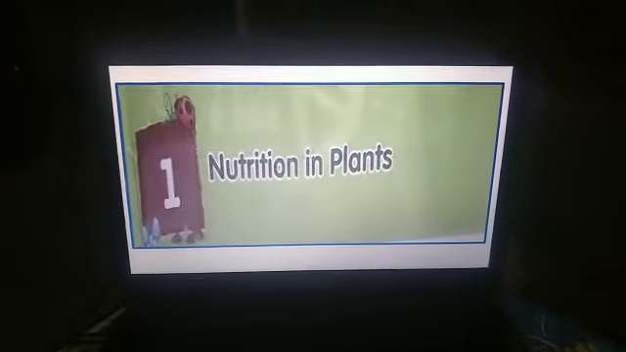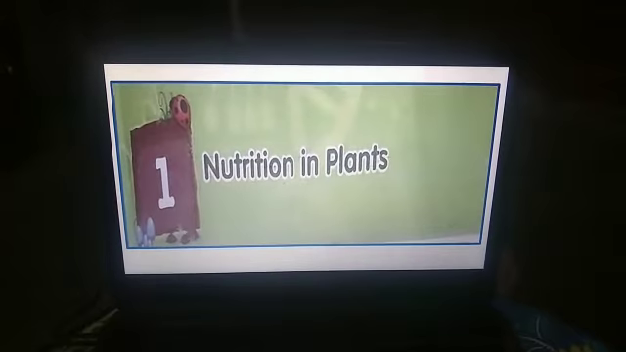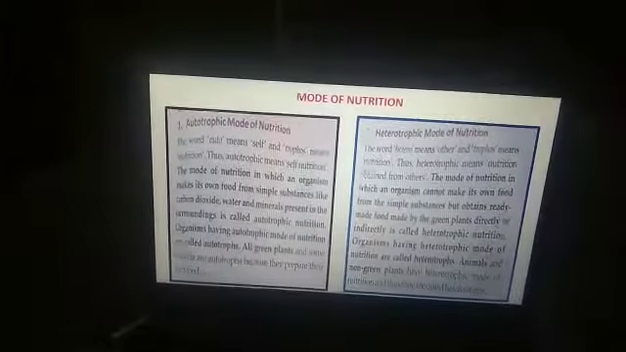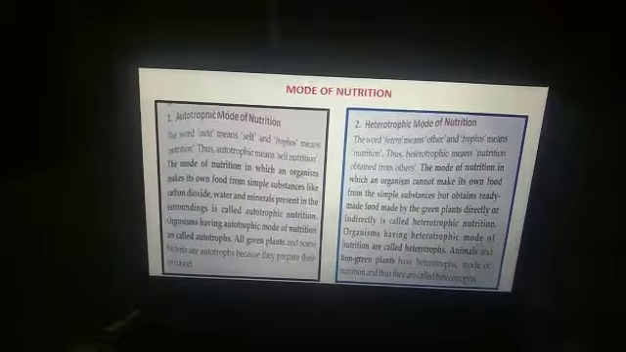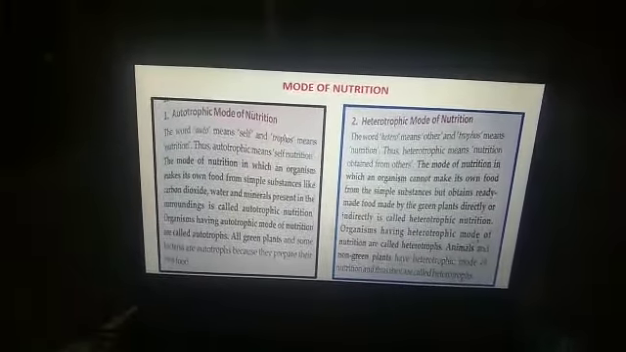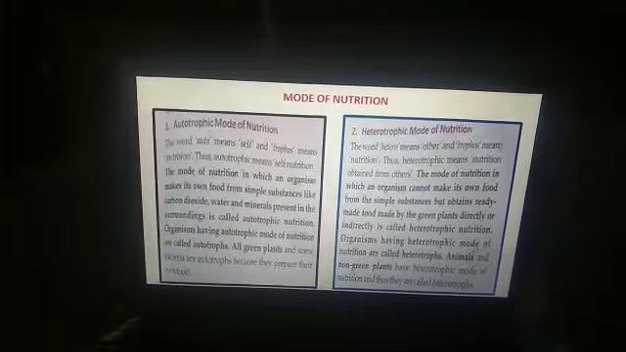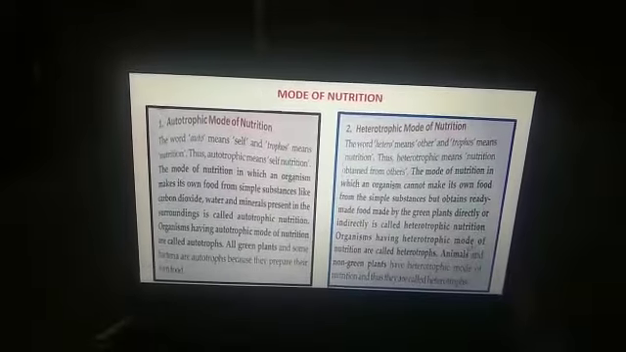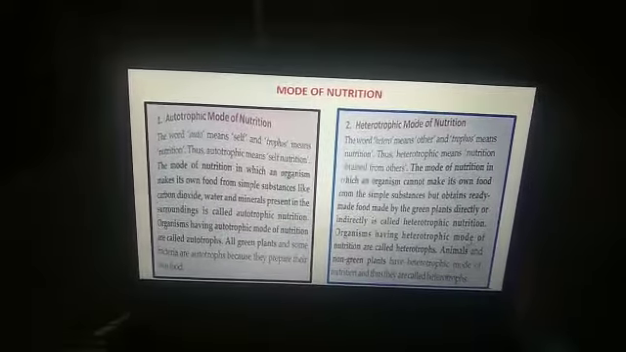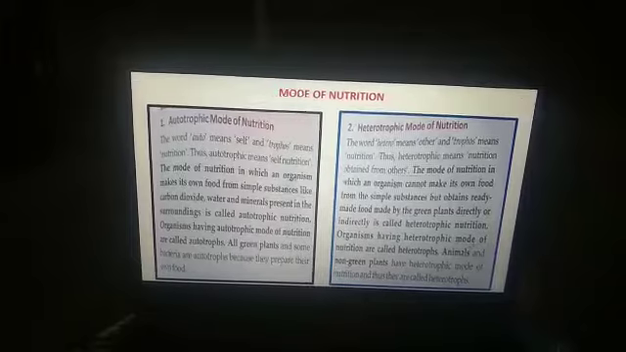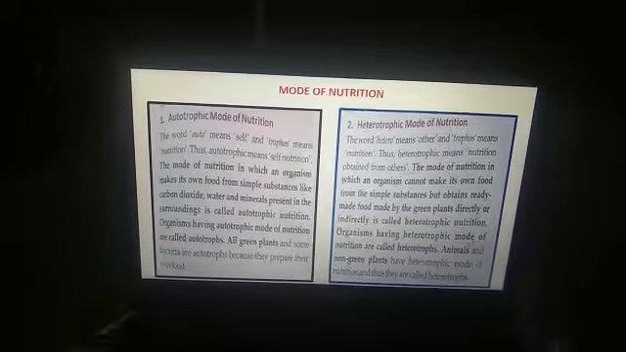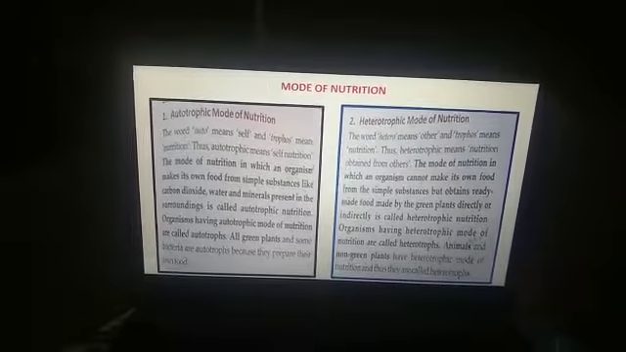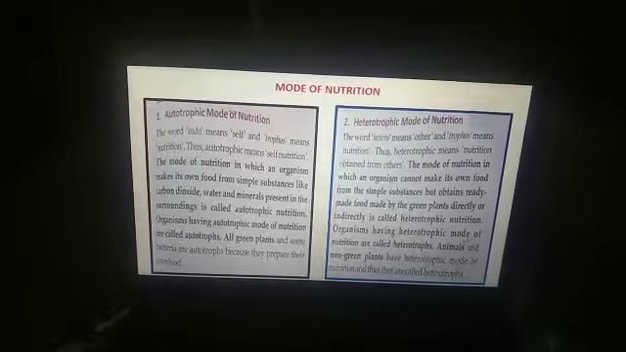Now, children, there are two modes of nutrition found in plants: autotrophic mode of nutrition and heterotrophic mode of nutrition. So, first of all, we will be reading about the autotrophic mode of nutrition. To study the autotrophic mode of nutrition, first of all, we need to know what autotrophs are. Autotrophs are basically, as the name suggests, auto means self and trophos means nutrition.